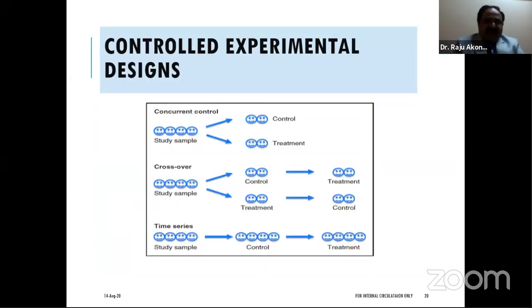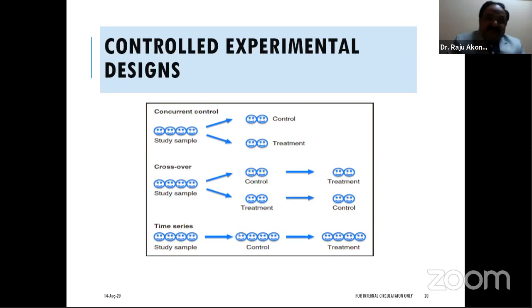So this is the basic idea of these three types of study designs: concurrent control, crossover, and time series. In concurrent control, you have a study sample, maybe 100 people, for example. 50 of them will become the control group, another 50 will be the treatment group. In crossover design, again, you will divide them into control and treatment, but those who participated as the control group become the treatment group after a certain period of time, right? Of course, you have a washout period in between.